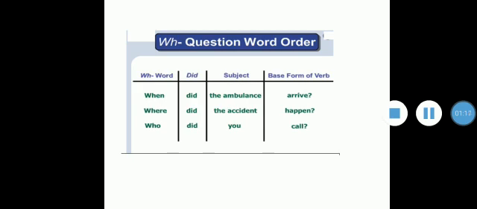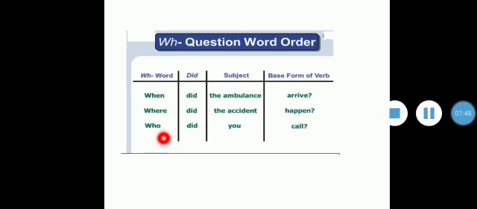So here we start with when, which is the WH word, then we put did, the helping verb, then we put the subject, which is the ambulance, then we put the verb in the base form case, which is arrive. The second sentence, where did the accident happen? We use where to ask about the place. So where did the accident happen? Where is the WH word, did is the helping verb, the accident is the subject, and happen is the verb which is in the base form case.